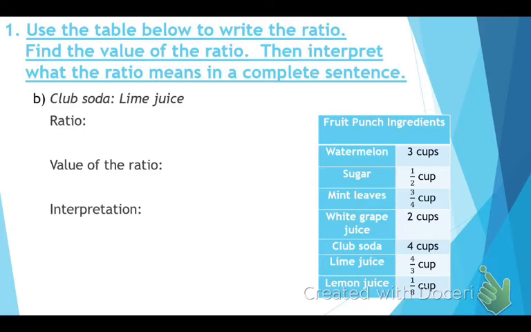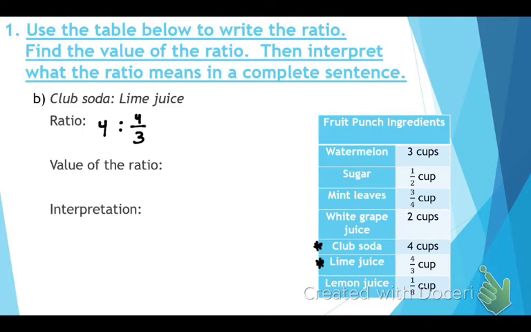Which ingredients am I comparing this time? Club soda to lime juice. Okay, so down here, I'm only focusing on those two. Zion, what is the ratio going to be? 4 to 4 over 3. Very good, 4 to 4 over 3. And once again, I don't care how you write that ratio, with the word "to" or with the fraction bar.